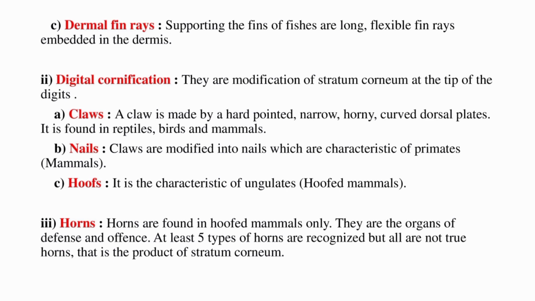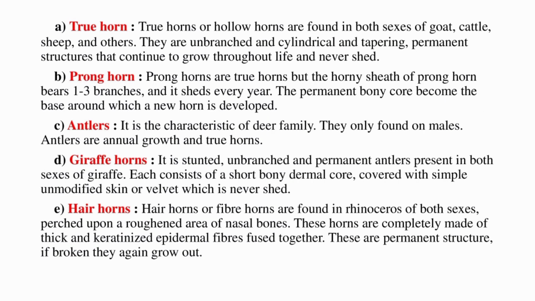Next, horns. Horns are found in hoofed mammals only. They are the organs of defense and offense. At least 5 types of horns are recognized, but all are not true horns, that is, the product of stratum corneum. True horns are hollow horns, found in both sexes of goat, cattle, sheep, and others.